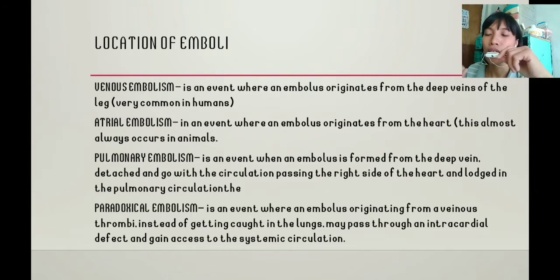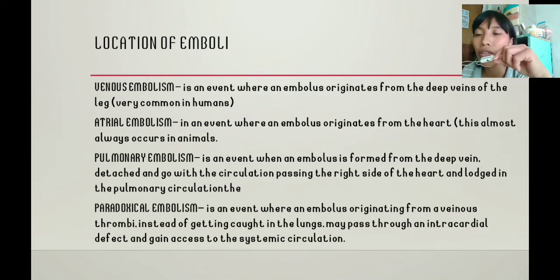Venous embolism is an event where an embolus originates from the deep veins of the leg, which is very common in humans. And also keep in mind that an embolus rarely gets lodged into a vein. Why? Because the flow of blood in the vein is always into a blood vessel of increasing diameter. That is why the flow of blood together with an embolus or thrombi is not always prevented.